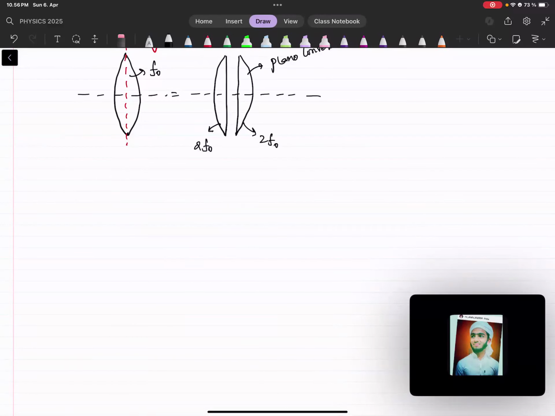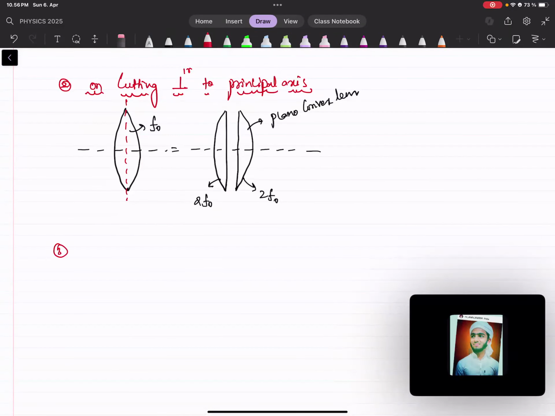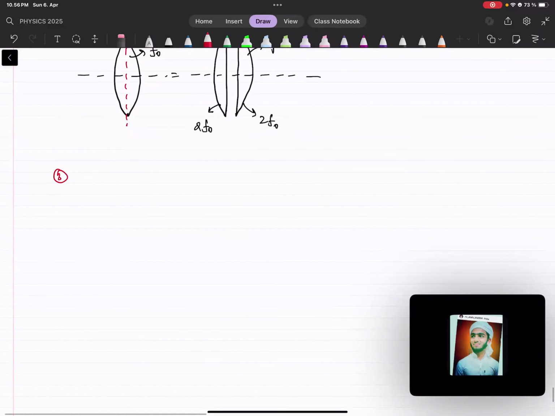So that was about your second case. Now the third case. Like say for example, if I have a lens like this, and this is the principal axis. I have cut this into parts here. This has a refractive index mu1. This has a refractive index of mu2. Then this has again mu1. And this has a refractive index of mu3.